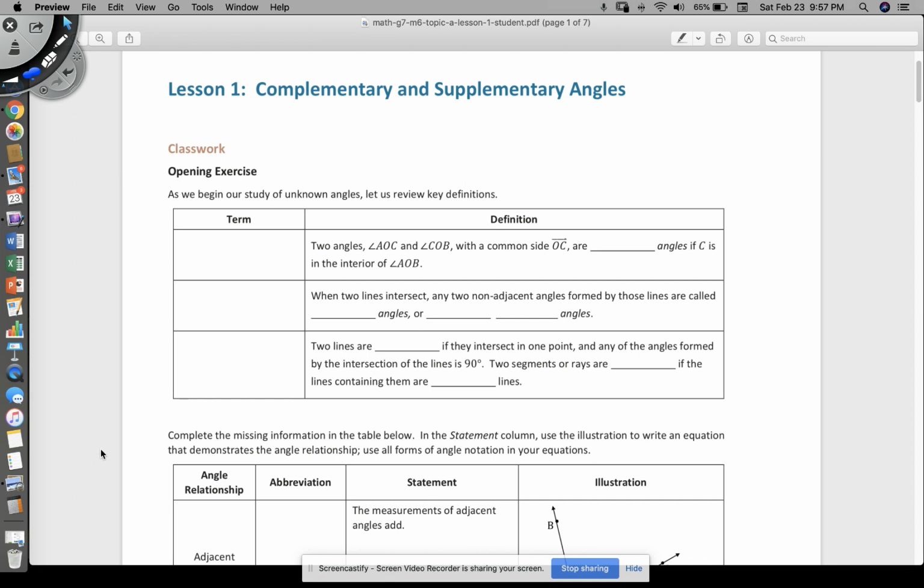All right, this is our next module, Module 6 on geometry. Here is Lesson 1. This is for 7th grade on complementary and supplementary angles.